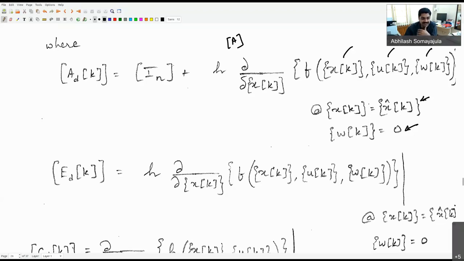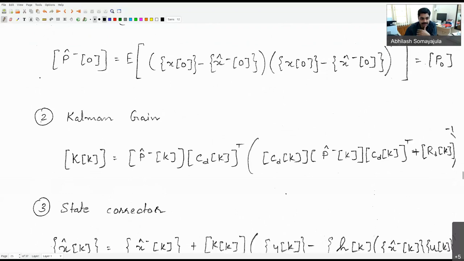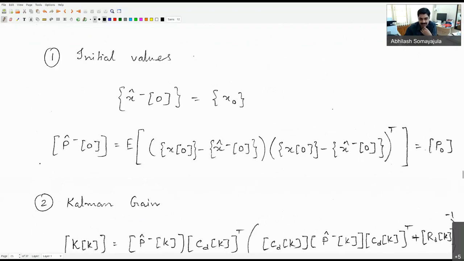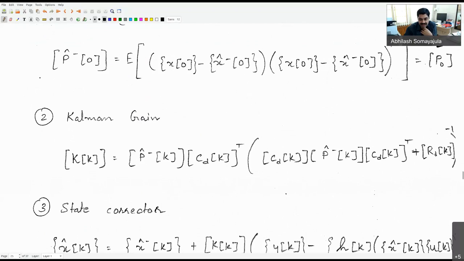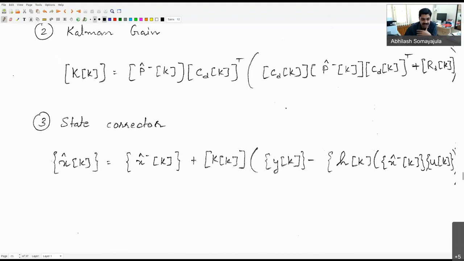Okay, so once I have these matrices, I'm going back and doing the same steps again. I prescribe some initial values for my state and my covariance matrix. Then I start computing my Kalman gain. And you'll see that this Kalman gain has the same structure as before, absolutely no difference. Only now those discretized matrices are coming from the Jacobian of your nonlinear vector fields rather than from the original system being linear. Then you do the same thing with the state correction and you see that it's exactly the same.